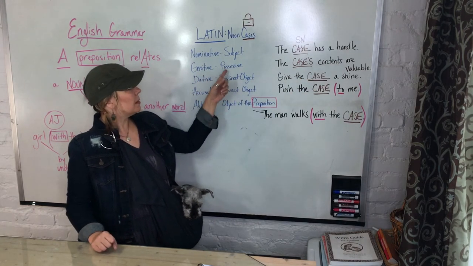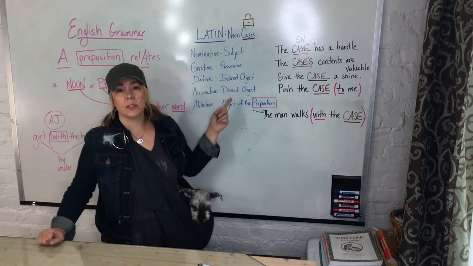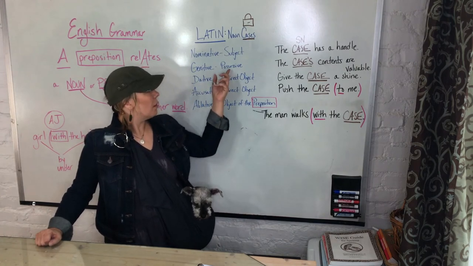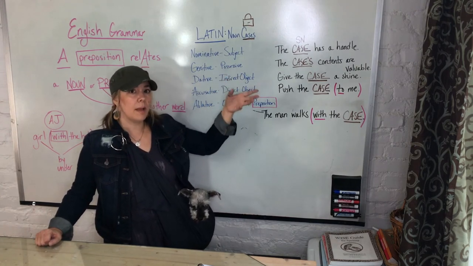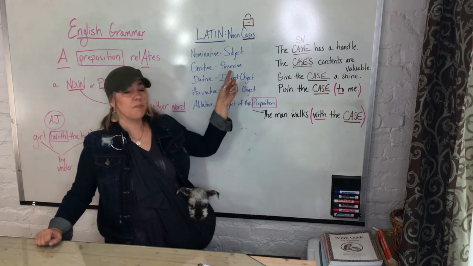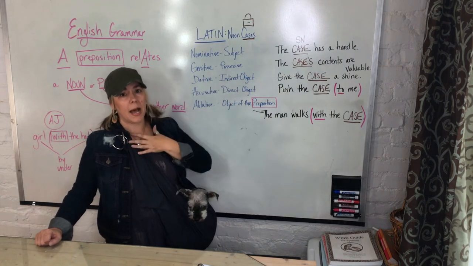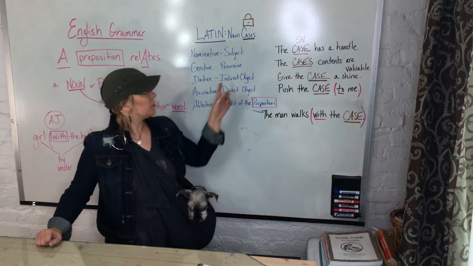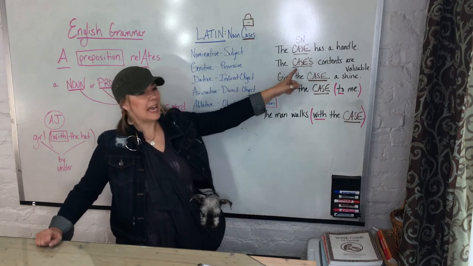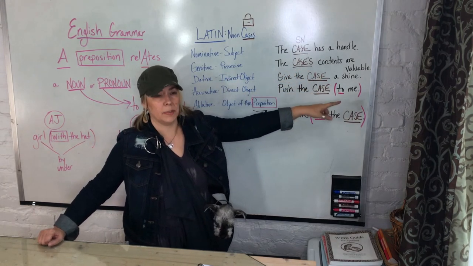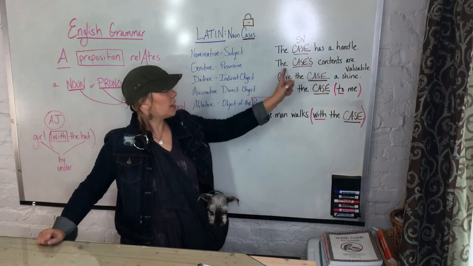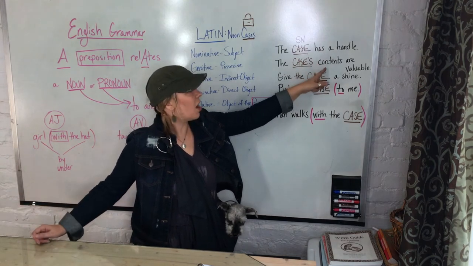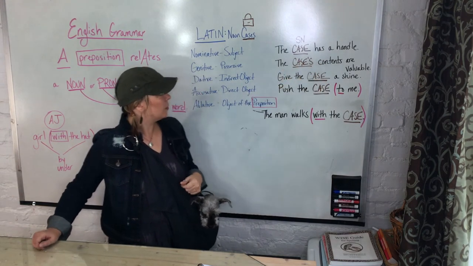Genitive, possessive. So possessive is something that has possession. We learn in Essentials that we have possessive noun adjectives describing something, or possessive pronoun adjectives, like my book describes the book. It's not just book, it's my book. Big difference, right? So genitive possesses; we're going to say the case's contents are valuable. The case isn't what we're talking about. We're talking about the contents. Case is describing what those contents are. Okay, the case's contents are valuable.